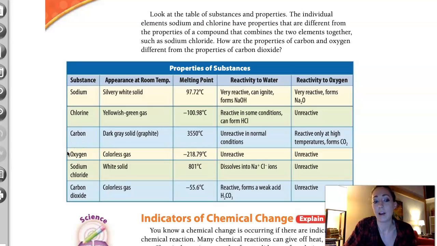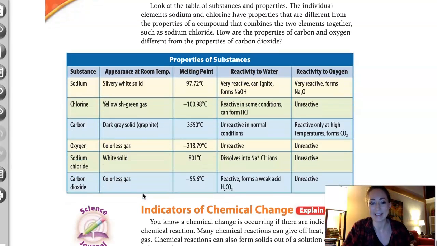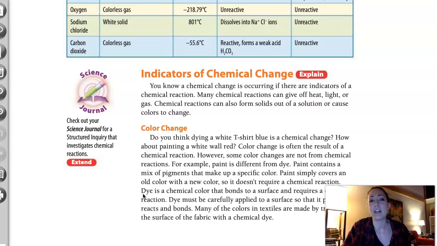Carbon and oxygen forming carbon dioxide. Carbon going from the dark gray solid that y'all were grinding on your desks making a powdery mess with to becoming a colorless gas, all from its reaction with oxygen. Pretty crazy. So, indicators of chemical change.